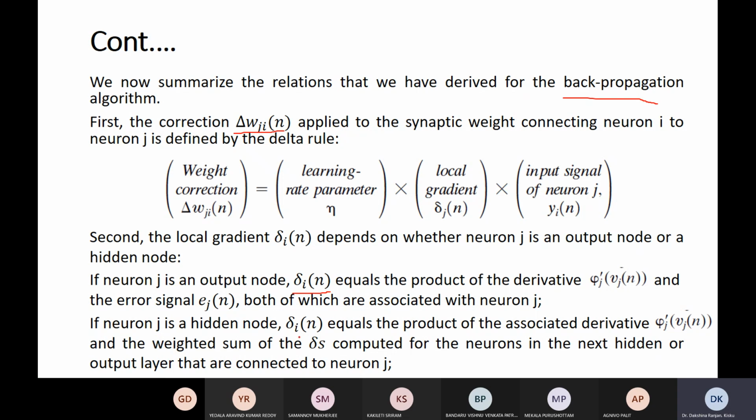For this hidden node, del j(n) is equal to the product of the associated derivative phi dash j of v_j(n) and the weighted sum of the dels computed for the neurons in the next hidden layer or the output layer that are connected to neuron j. So j may be a neuron in the output layer, or j may be a neuron in the hidden layer. For both considerations we can obtain this del j(n) and e_j(n), and then combine these terms with the learning rate parameter. Similarly for the hidden node, we can derive the backpropagation algorithm in terms of the learning rate eta, local gradient del j(n), and input signals.